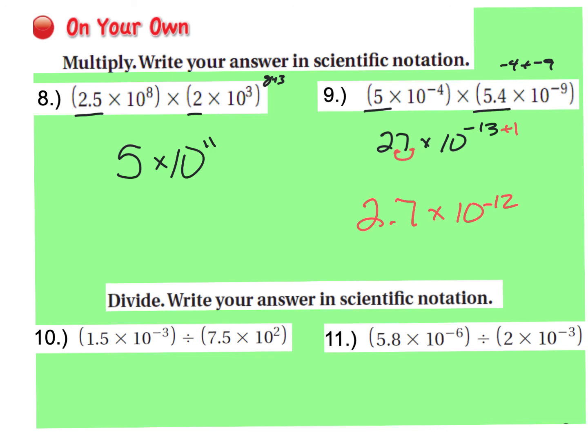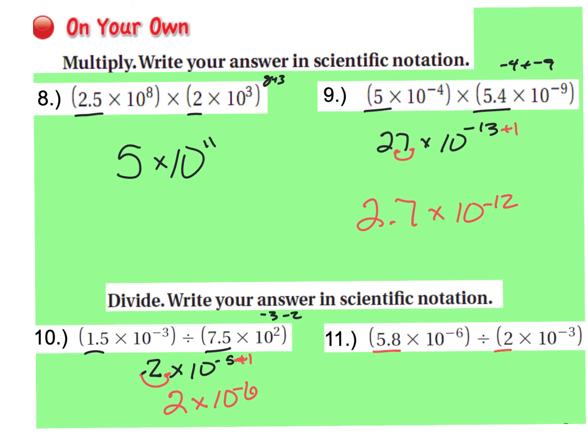Now I'm going to divide. 1.5 divided by 7.5 gives us 0.2 times 10 to the power of, I'm going to divide, so negative 3 minus 2 gives us a negative 5. Go from a small number up to a bigger number, so I'm going to add 1. So I get 2 times 10 to the power of negative 6. Sorry, we subtracted 1, not added 1, because we went from a small number to a bigger number.